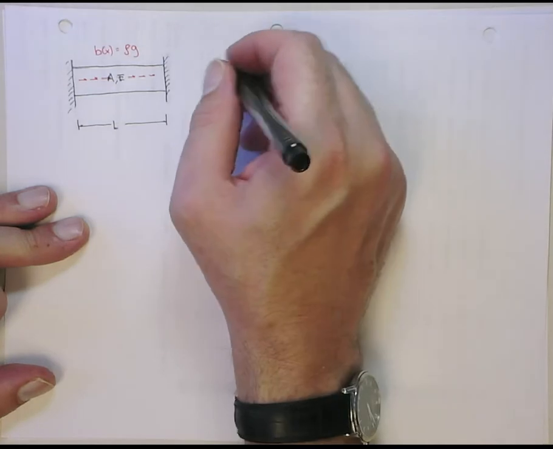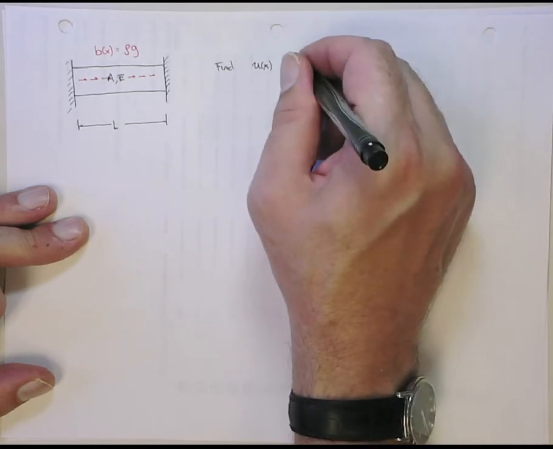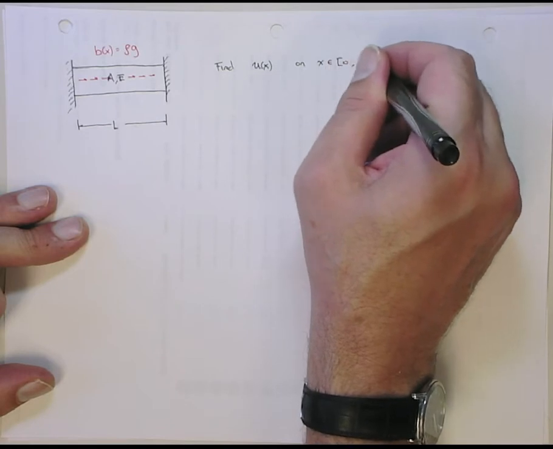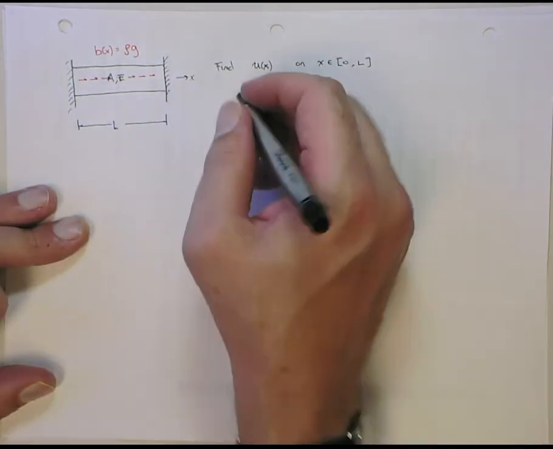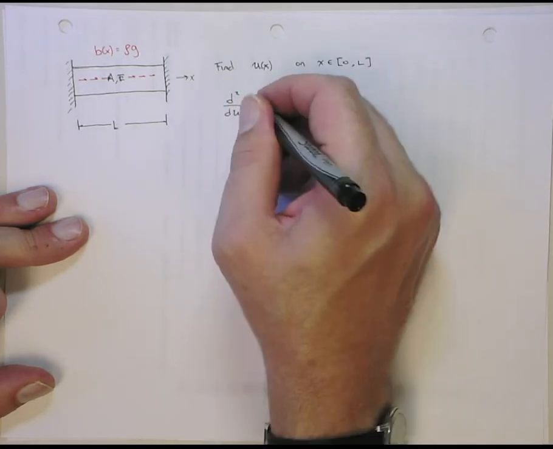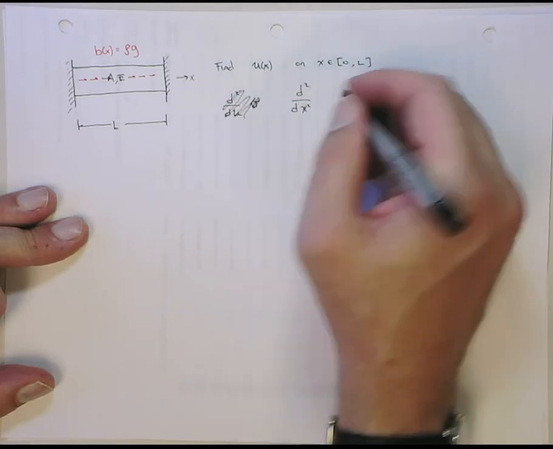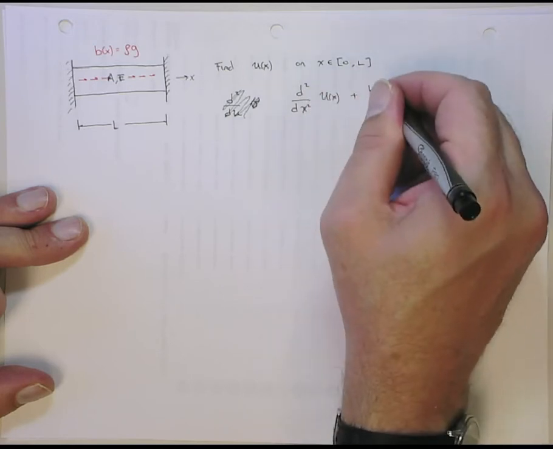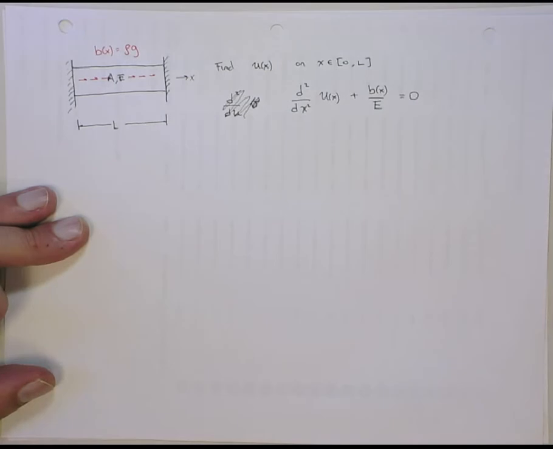So to solve the PDE problem, like we did in class, we want to find this displacement field, u of x, on the range of 0 to L. Okay? We want to find u of x on this domain such that it satisfies the differential equation. Oops, I'm sorry. That's the differential equation. But now we have boundary conditions, okay?